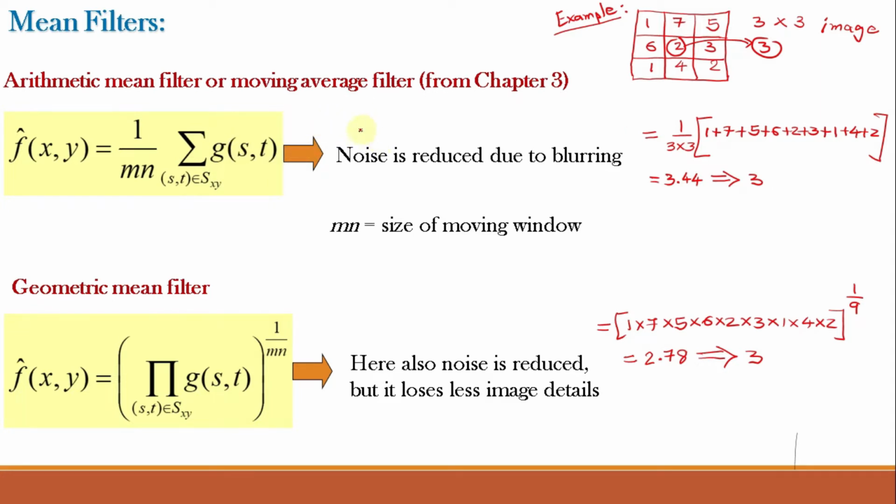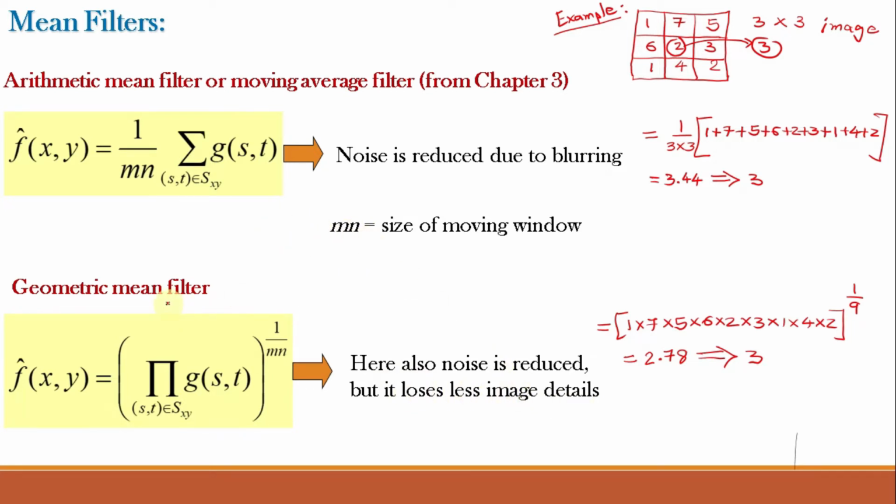So this mean filter is useful in removing Gaussian noise as well as uniform noise, which are random noise, and here the noise is reduced due to blurring or averaging, or you can say smoothing, because averaging filters are nothing but smoothing filters. The next mean filter is the geometric mean filter, which is also used for eliminating the Gaussian noise, but of course it is not effective for the pepper noise, and it also achieves smoothing like the arithmetic mean filter, but here the advantage is that it loses less image details as compared to the arithmetic mean filter.